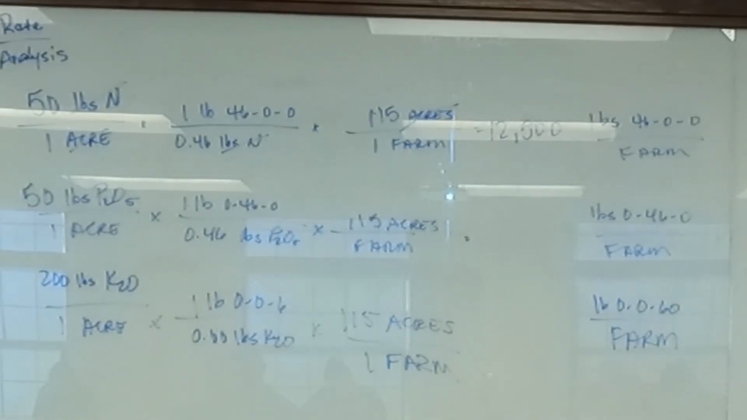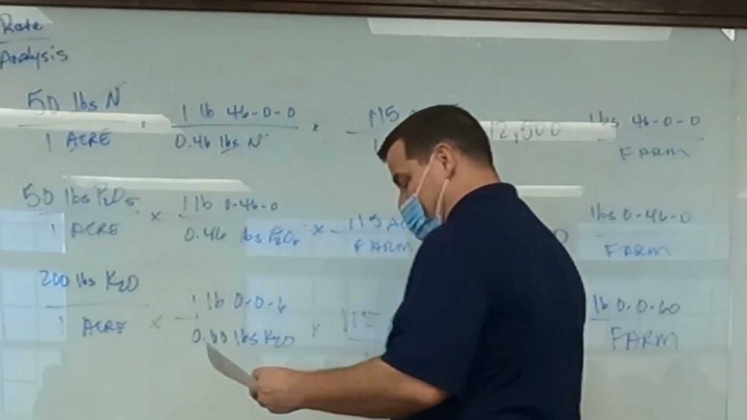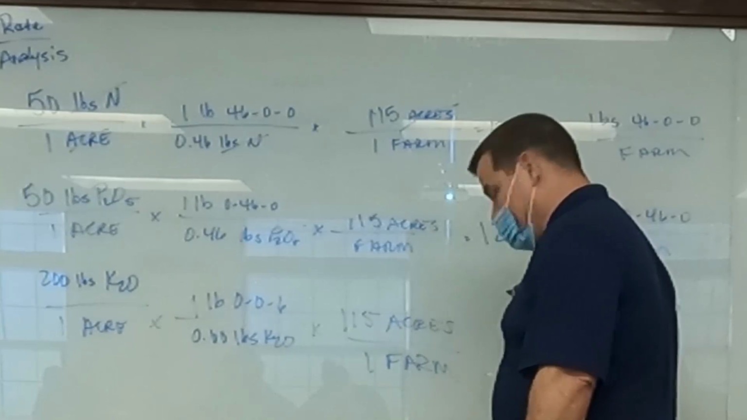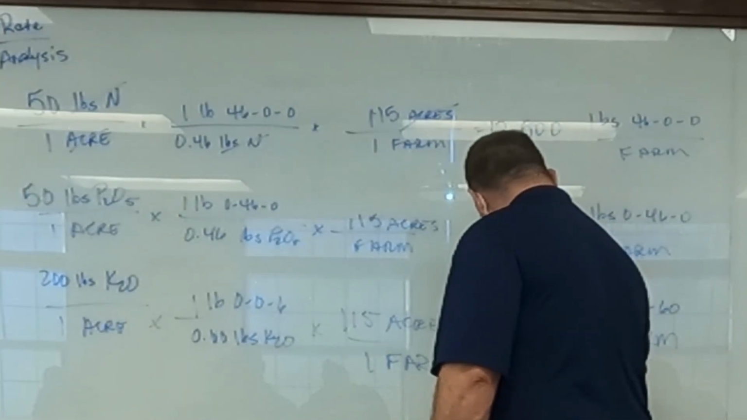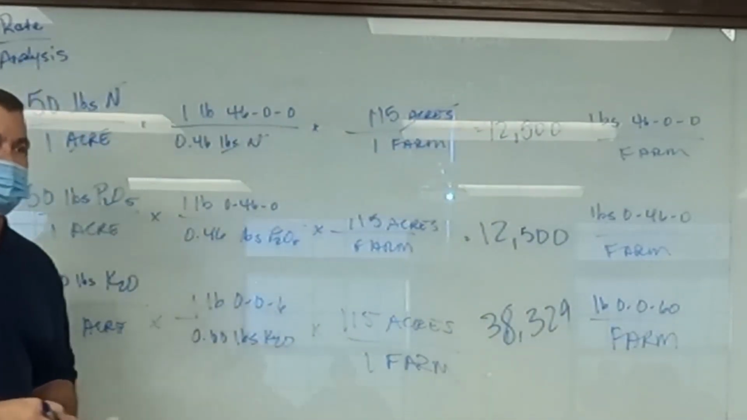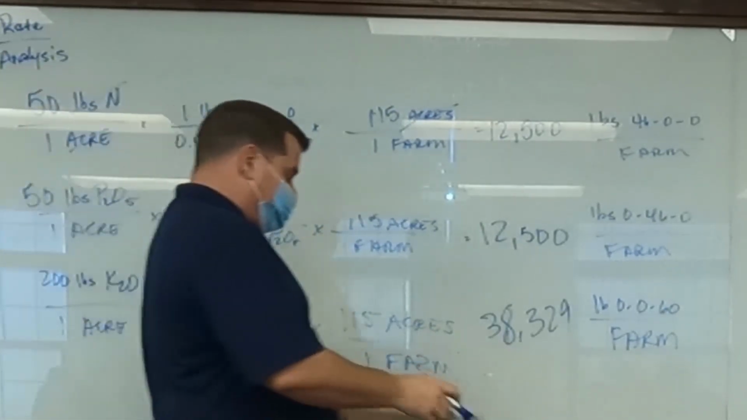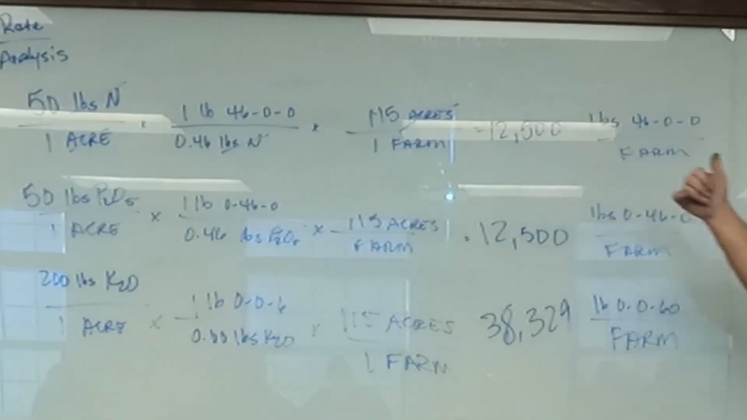How many pounds of 0-46-0 do we need? The same thing, right? And K2O? 38,329 or 330, that's round off error. You're going to call them up and tell them to bring you 39,000 pounds anyhow, just to have some extra. Or at least you know that's what the bill's going to be. Everyone clear here?